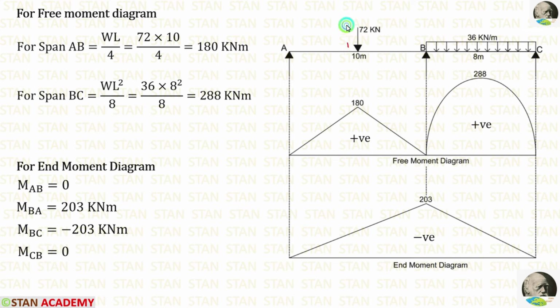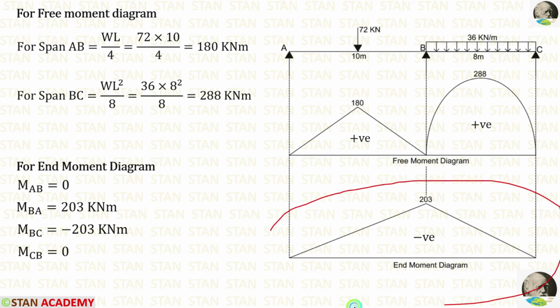We know that if your point load is acting in the simply supported beam, the bending moment diagram will be in the shape of a triangle. If the UDL is acting, the bending moment diagram will be in the shape of a parabola. In most of the cases, the free moment diagram will be positive. It will be rarely negative when there is a coupled moment in the beam.